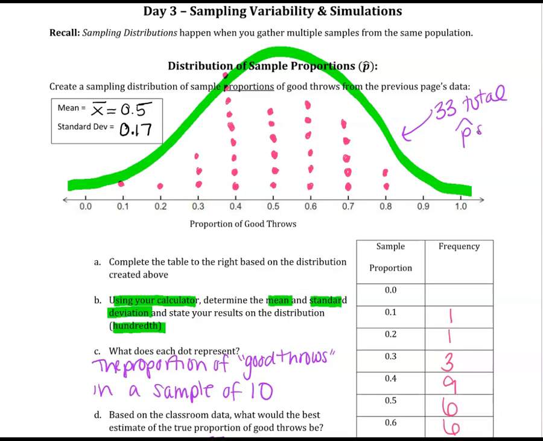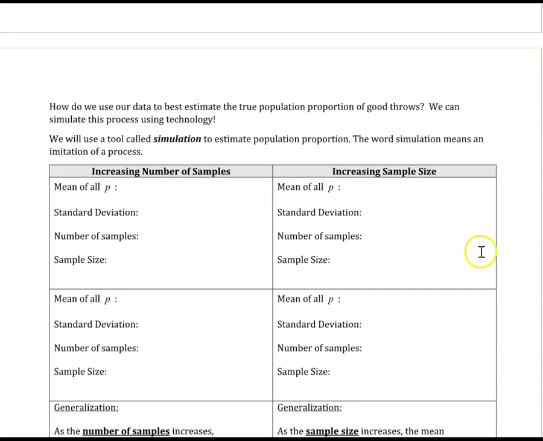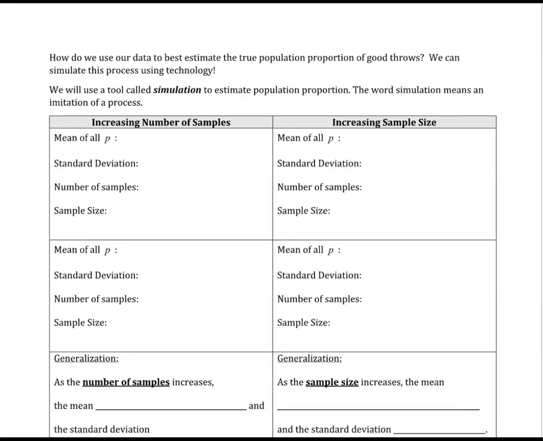Okay, now imagine if you wanted to get 100 of those. Super tedious, take a long time. What if you wanted 1,000 of those? Okay, that's where something called simulation can be really helpful for us, which we'll discover on the next page. So, how do we use our data to best estimate the true population proportion of good throws? We can simulate this process using technology.